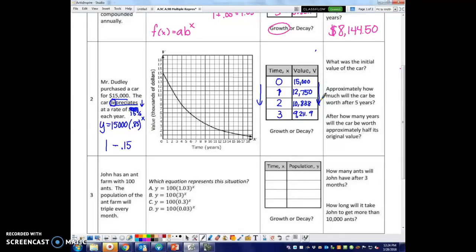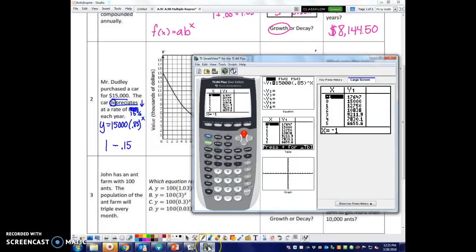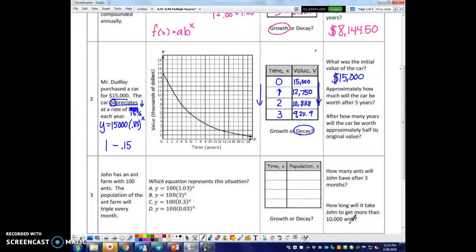So, as x increases, y is decreasing. So is this growth or is it decay? It's decay. So what is the initial value of the car? It was $15,000. Approximately how much will the car be worth after 5 years? So let's go check the calculator. Where it says 5, it's 6655.6. So we put that down. $6,655.60. Wow, that's a lot, huh?